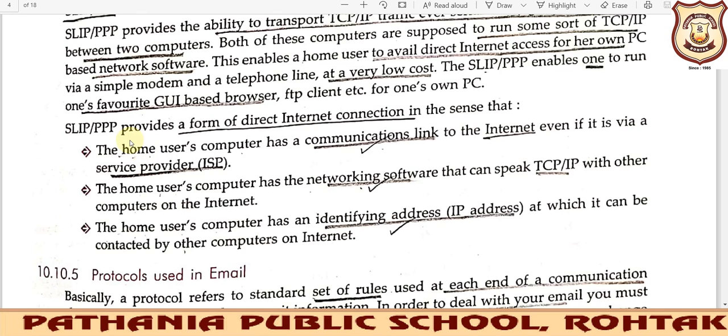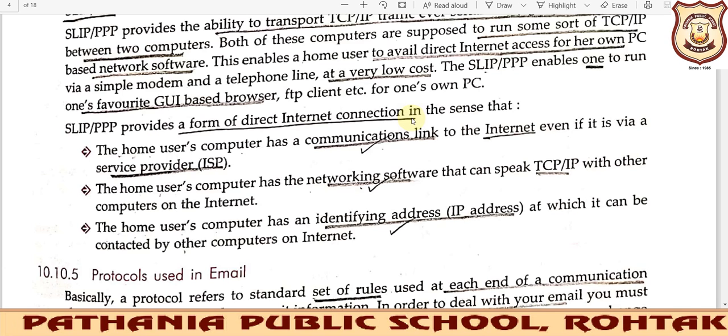The SLIP protocol provides a form of direct internet connection, in the sense that the user computer has a communication link to the internet. The user computer has networking software, so that TCP can coordinate with the things, right? And then the computer must have an IP address also. So firstly the link should be there, then a software, like the browser we just discussed, and then the IP address should be provided.